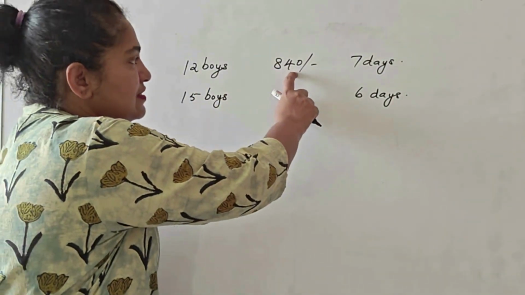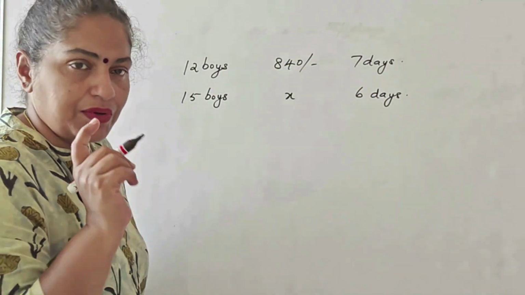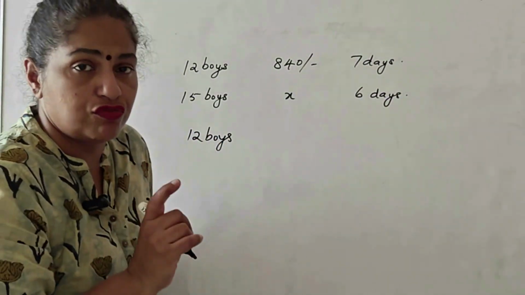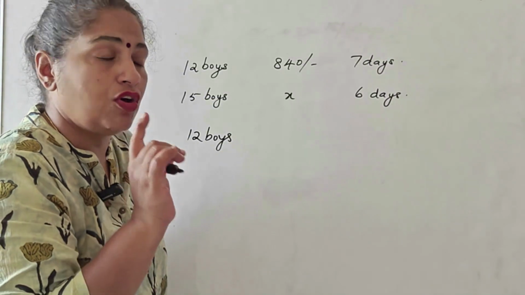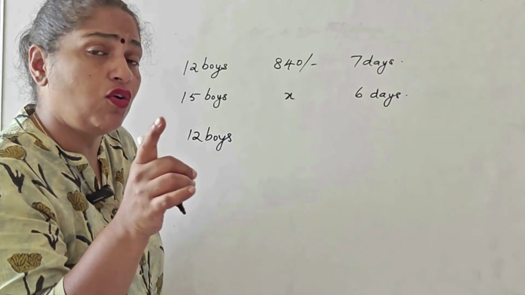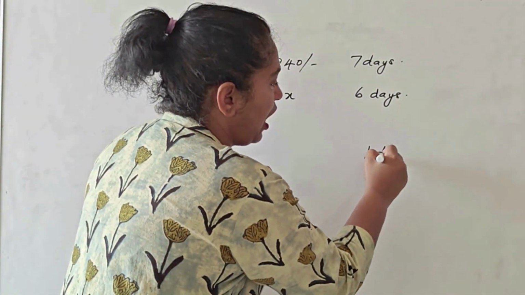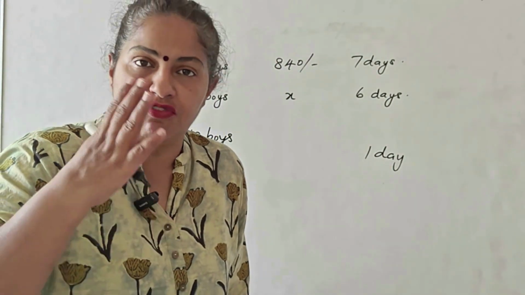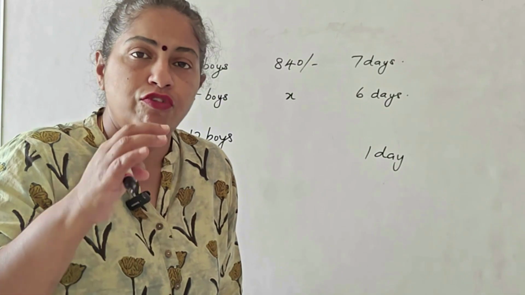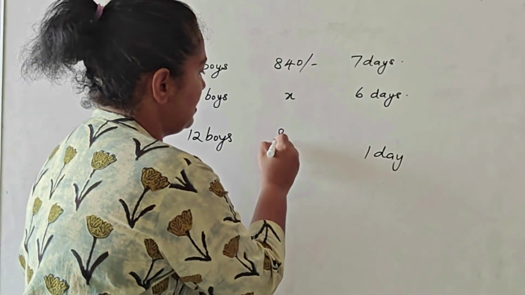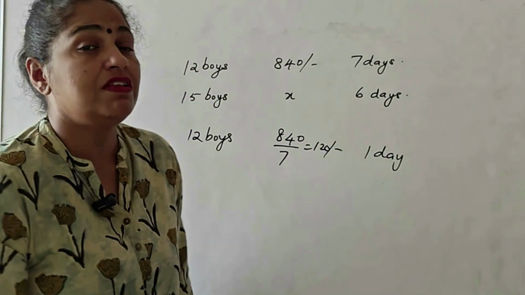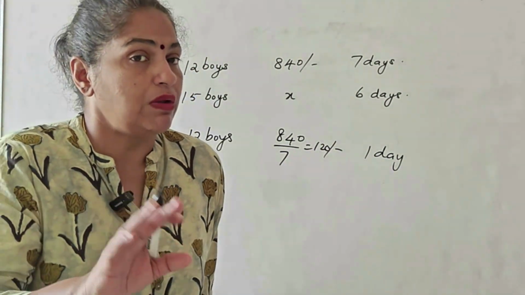12 boys earn 840 in 7 days. Okay. So if 12 boys are working not for 7 days but they are working only for 1 day, how much money will they earn? Will they get more money or less money? It is obviously less money because they are working for lesser number of days. So it is 840 by 7 giving us 120 rupees per day. That is for 12 boys.